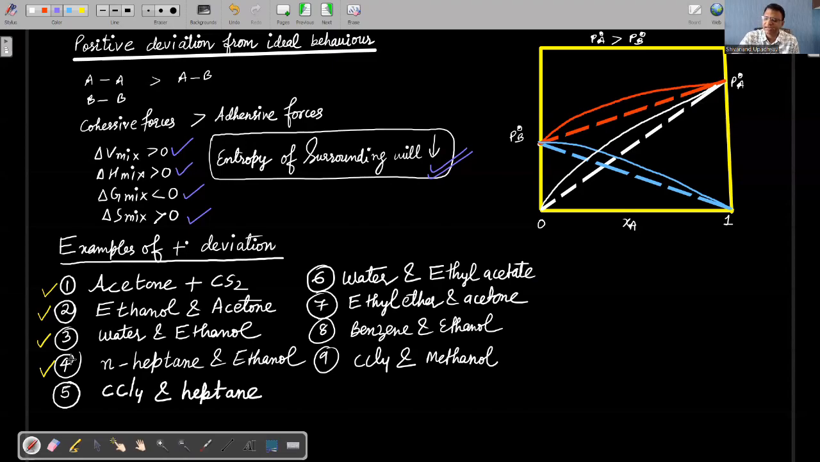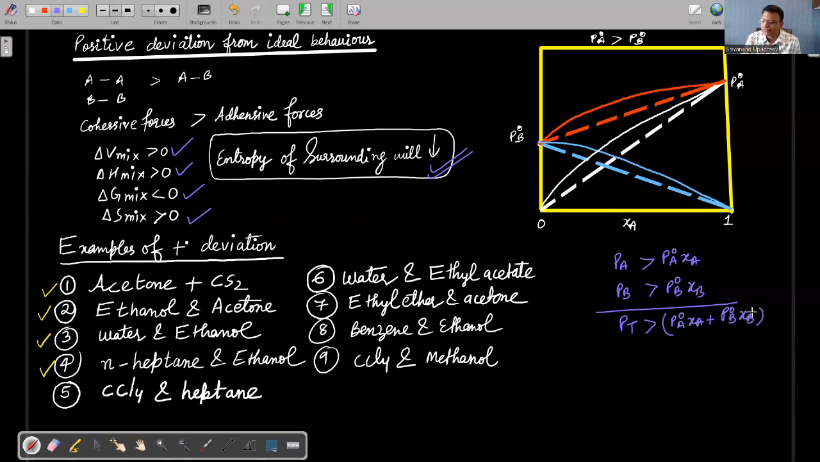And in the same way, in positive deviation, I can say that for component A, the vapor pressure of A in the solution is greater than the vapor pressure when it is behaving ideally. When it is behaving ideally, it is P0 A XA. So in this positive deviation, the vapor pressure of B is greater than P0 B XB. Or we can say that the total vapor pressure of the solution is greater than the vapor pressure when the solution is behaving ideally, that is P0 A XA plus P0 B XB.